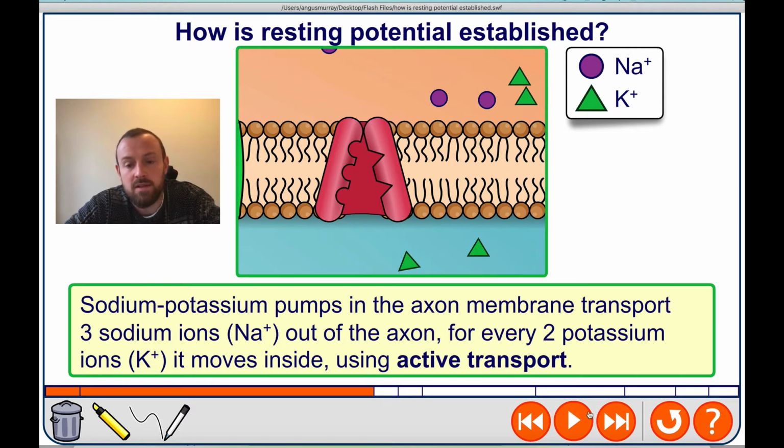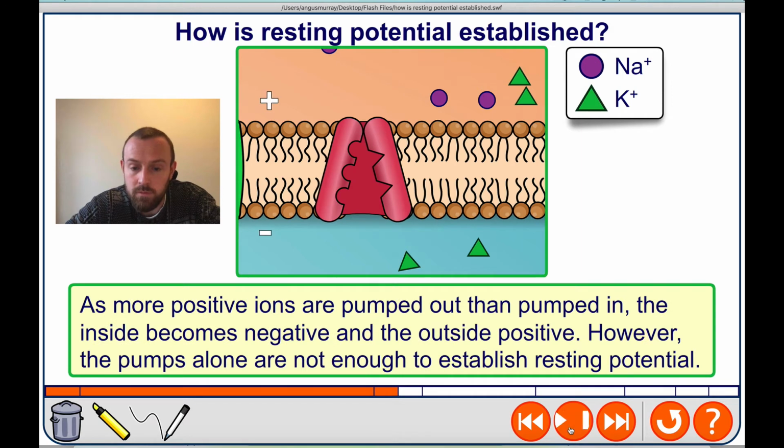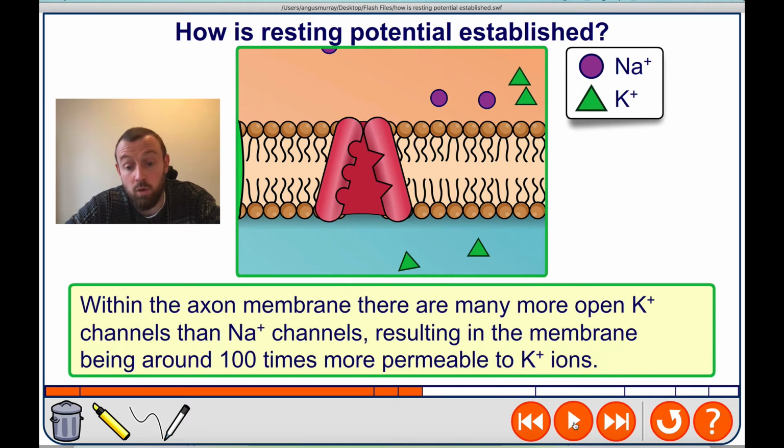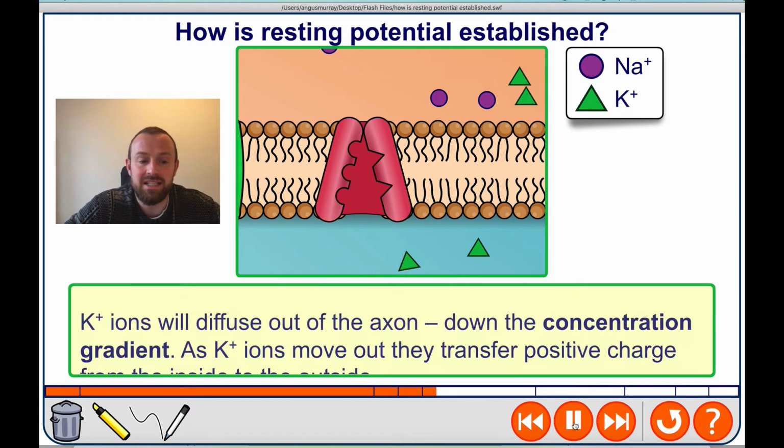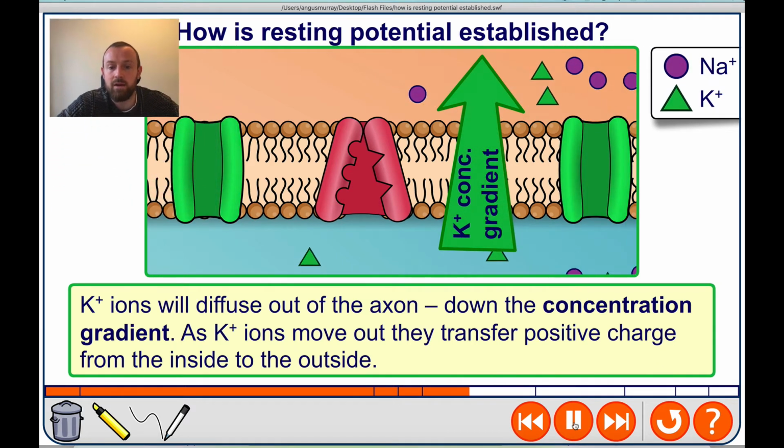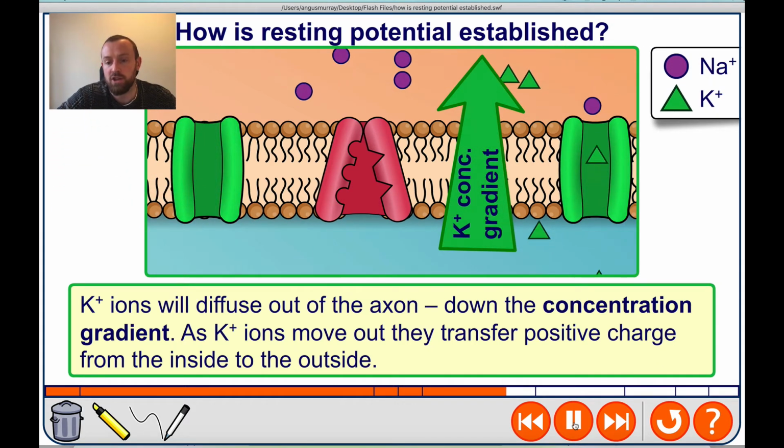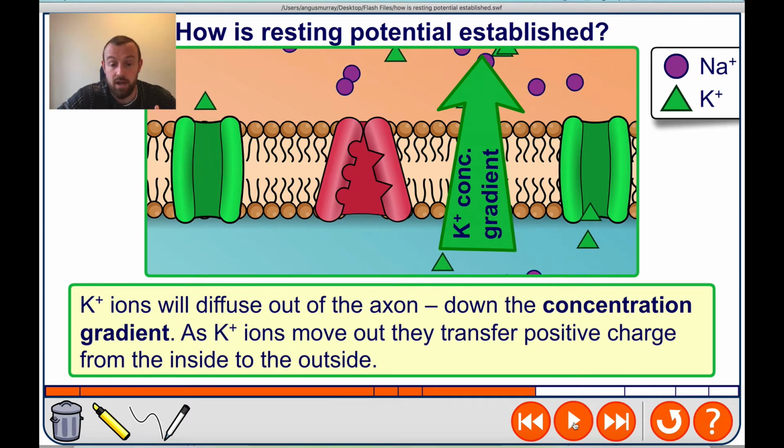But it doesn't stop there. Potassiums have been pumped into the axon, so there's a high concentration of potassiums inside the axon. But there are also channels in the membrane that are specifically open to potassium. So the membrane itself is permeable to potassium. Potassium ions leak out down their concentration gradient through open ion channels. These green ones here are the ion channels that allow potassium out. So first of all, we've pumped more sodium out and only a few potassium in, 3 versus 2.